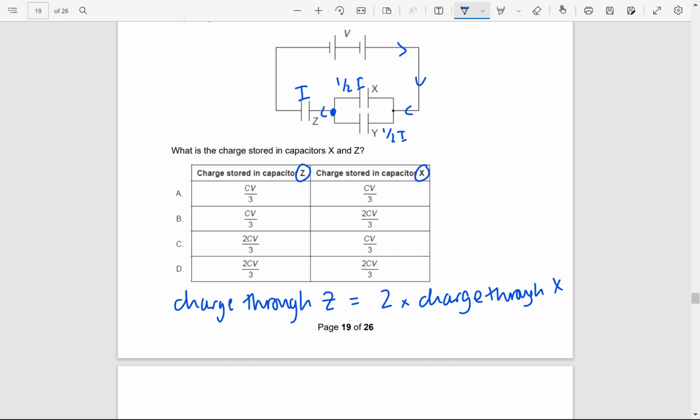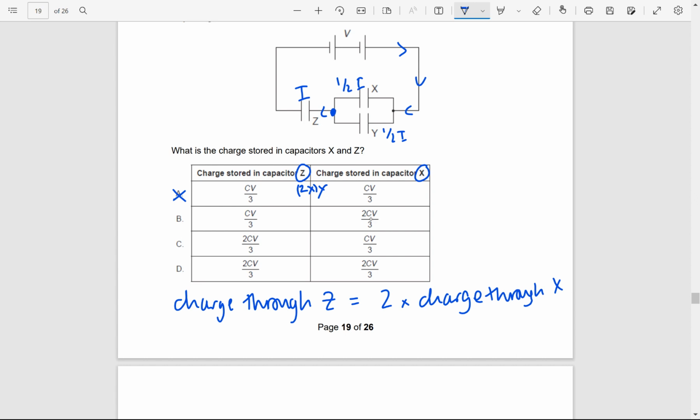Or you could say the charge through X is half what flows through Z. So we are literally looking for a row where Z is 2 times X. Okay, that's what we're looking for. So Z and X are the same. It's not that one.